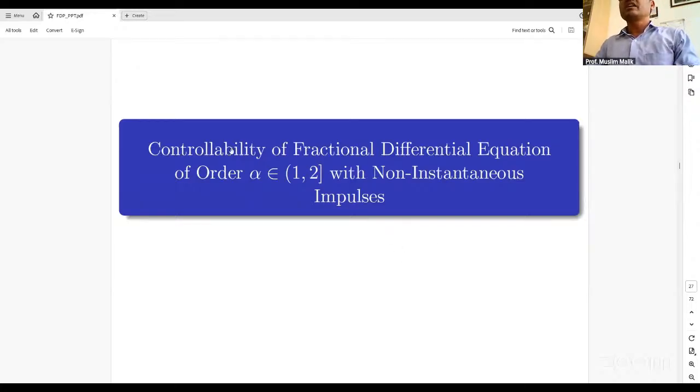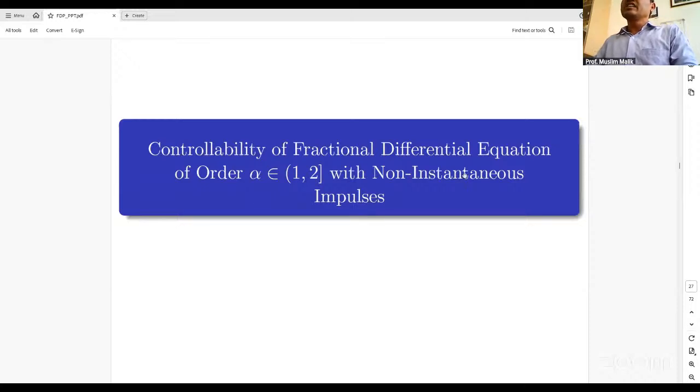So what is the meaning of controllability? Controllability means if we have some system and we want to achieve some target, the solution of the system satisfies some particular thing. That particular thing we say is the target point. If we want any system to achieve the target from the initial point and boundary condition, then this process is called controllability. So achieving the target by using some suitable control parameter is called controllability.